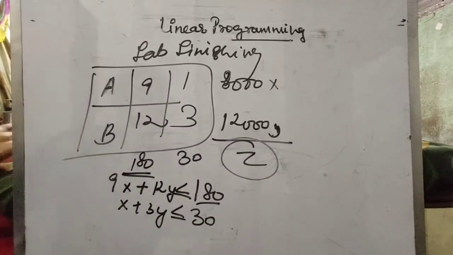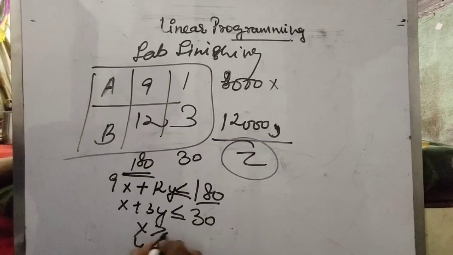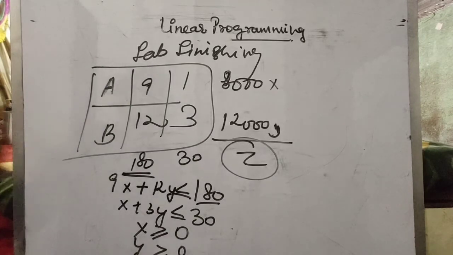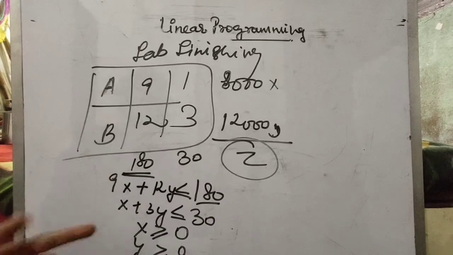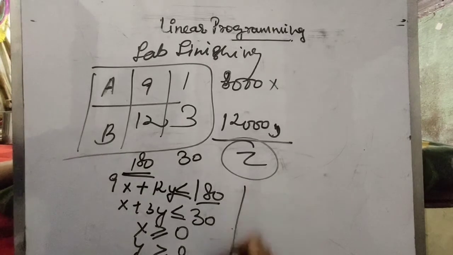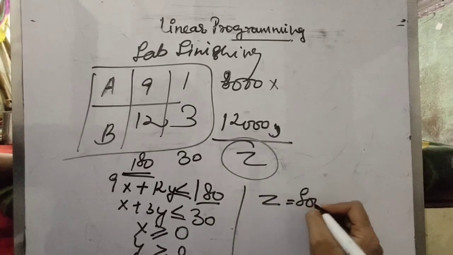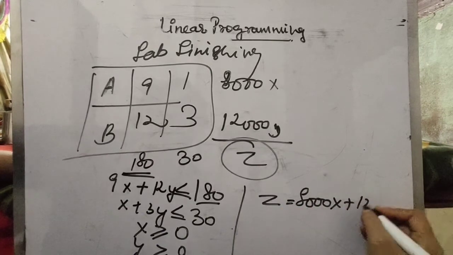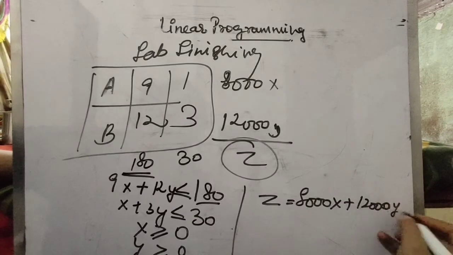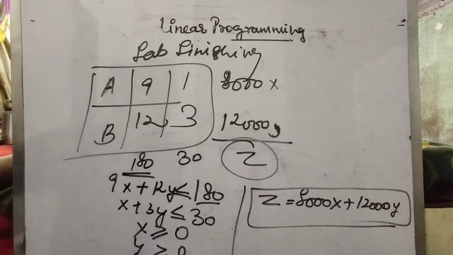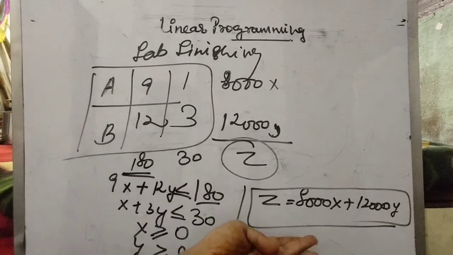So this becomes my equation number 2. By default, equations 3 and 4 will become X and Y greater than 0. And subject to these constraints, Z will be equal to 8000X plus 12,000Y. This will be my equation which I need to maximize, because it's given that you have to maximize the profit. So this will be my Z.